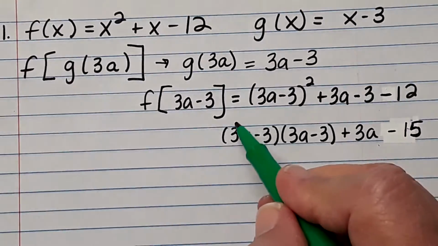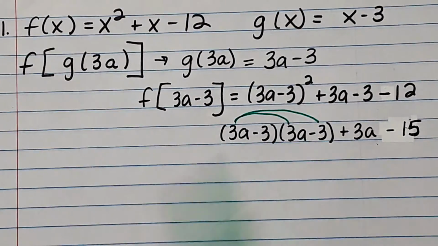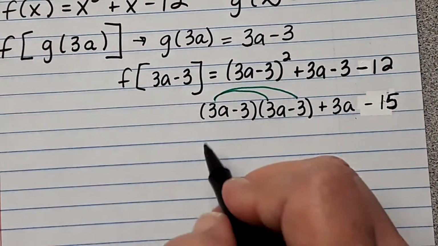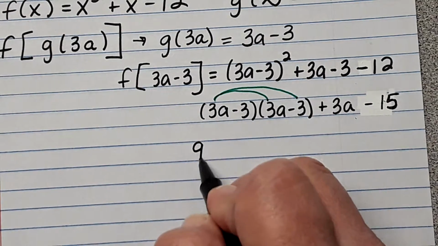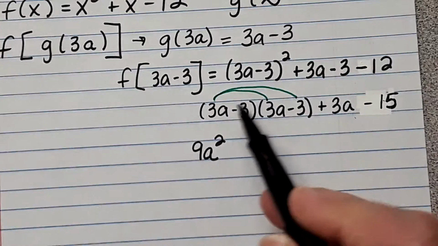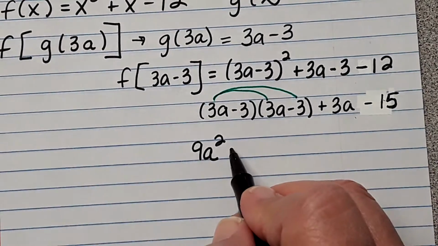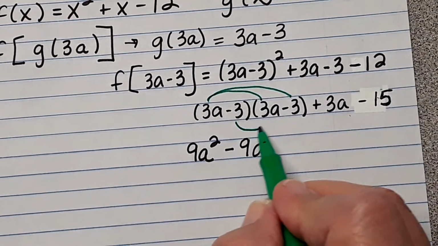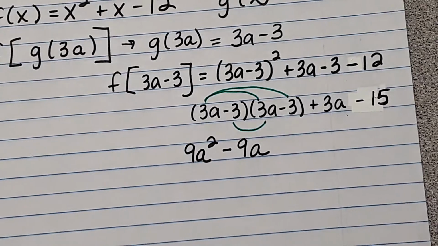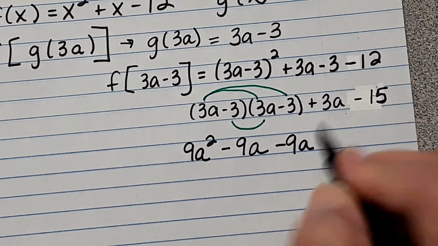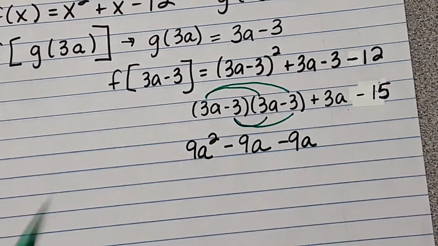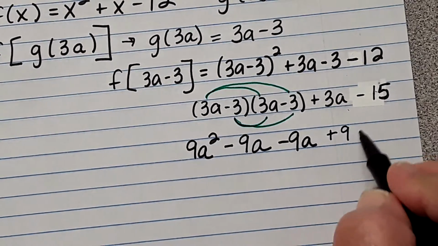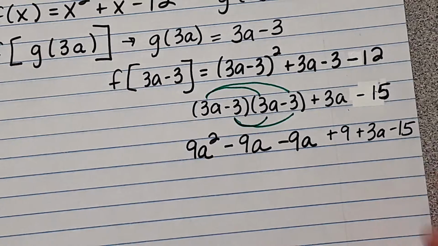Okay. Now we're going to do 3a times 3a, and then we're going to do 3a times negative 3. So what's 3a times 3a? 9a squared. Then what's 3a times negative 3? Negative 9a. And then what is negative 3 times 3a? Negative 9a. And then negative 3 times negative 3? Positive 9 plus 3a minus 15.